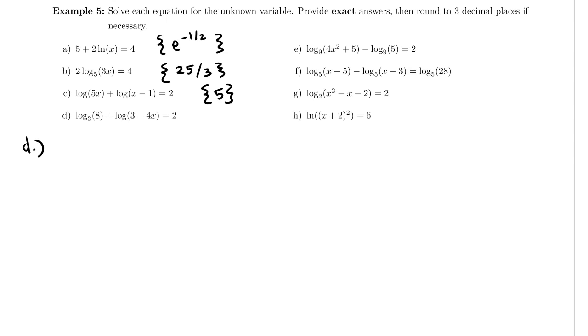In part D, we have log base 2 of 8 plus log of 3 minus 4x is equal to 2. Now, in this case, we can't use one of the logarithm laws to help us out because the two logs on the left side of our equal sign do not have the same base. But luckily, log base 2 of 8 is a number that we should know without a calculator. This ends up being 3 because 2 to the power of 3 gives us 8.